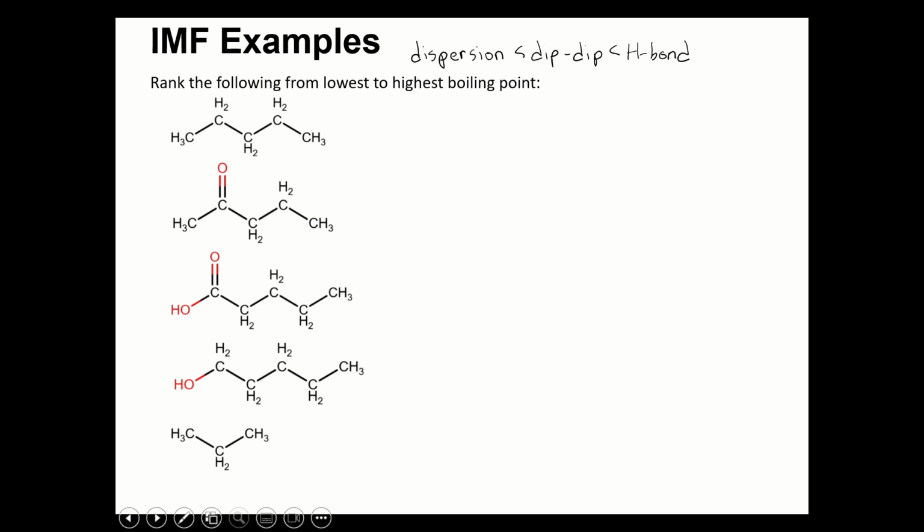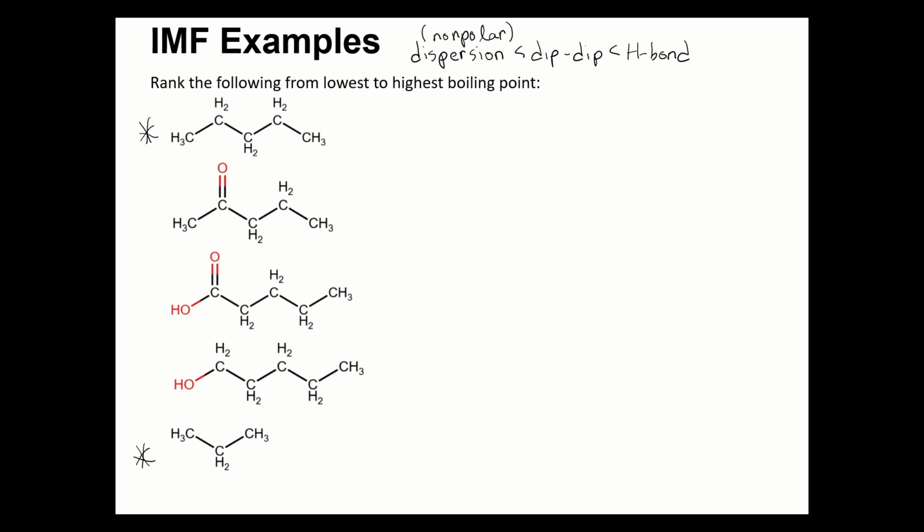Okay, so if we're wanting to start with the lowest, then we need to find things that only have dispersion forces. And keep in mind that those are going to be our nonpolar molecules, which are going to be our hydrocarbons, so things that only have carbon and hydrogen. And so that would be this first molecule and the last molecule. Okay, and if we're trying to decide between the strength of dispersion forces, remember that the two things that can affect dispersion are the molar mass and the shape.